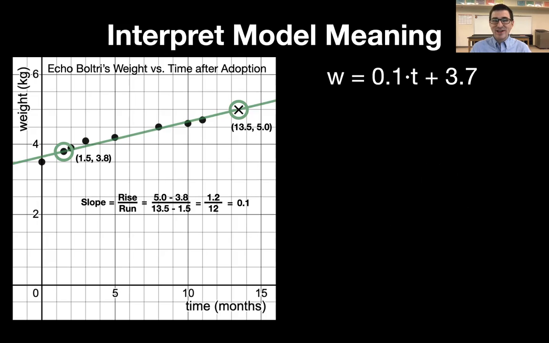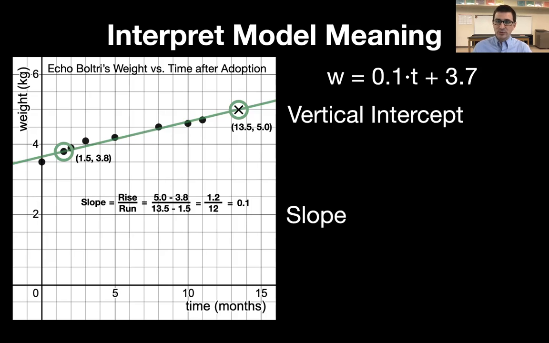So now what we get to do is try to figure out, well, what does that mean? And when we try to figure out the meaning of the graph and the meaning of the model, we're looking mostly at 2 things. We're looking at the meaning of the vertical intercept and the meaning of the slope. And we'll do those one at a time. So looking at the vertical intercept first, that's where the line crosses the vertical axis. So that is, what is the weight at time 0 months?